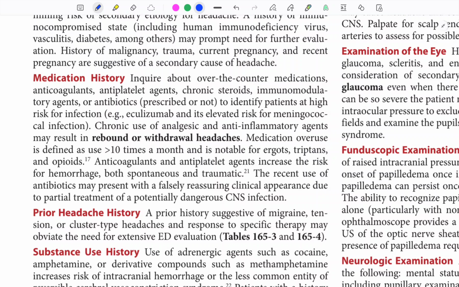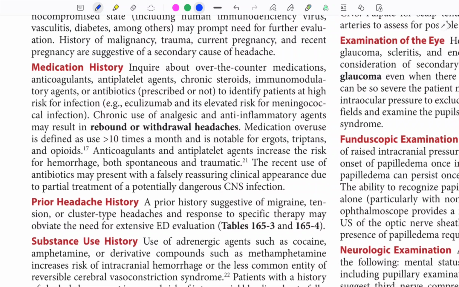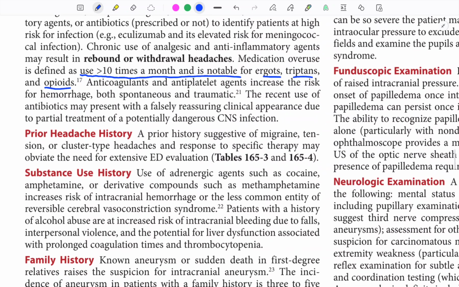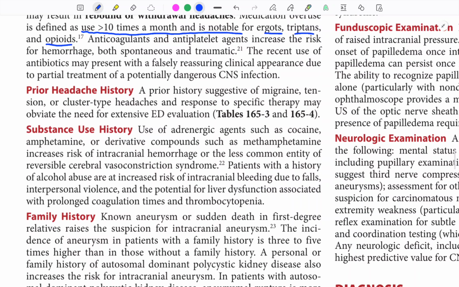Chronic use of analgesic and anti-inflammatory agents may result in rebound or withdrawal headaches. So don't eat Dolo like a candy. Medication overuse headache is defined as use more than 10 times a month and is notable for ergots, triptans and opioids. So do not use your sumatriptan, your ergotamine and opioids for more than 10 times a month. It's too much. Stop the medication. Although stopping the medication will not stop the headache, you need to train your brain and get it off the drugs.